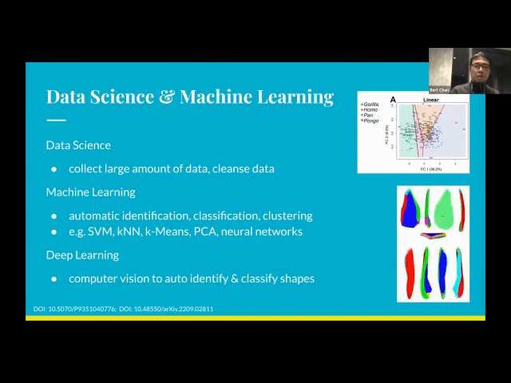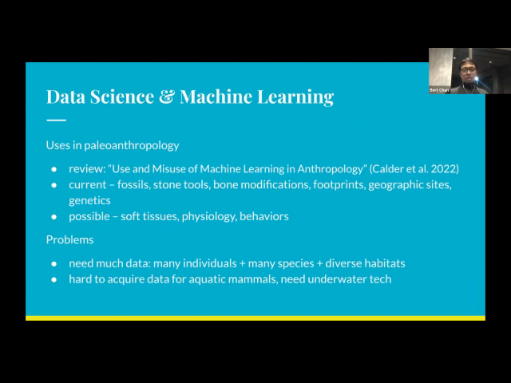Also, in terms of deep learning, we can use some computer vision technology to automatically identify shapes of fossils or stone tools, like in this diagram. Some people use 3D analysis of those stone blades. So currently in paleoanthropology, there are already some uses, like using machine learning or data science to study stone tools, bone modifications, some footprints, fossil sites to discover new fossil sites, and of course also genetics. There's a good review by Calder et al. 2022, just last year. And it's also possible to apply it to soft tissues or physiology. And I think we should do more to explore these directions.